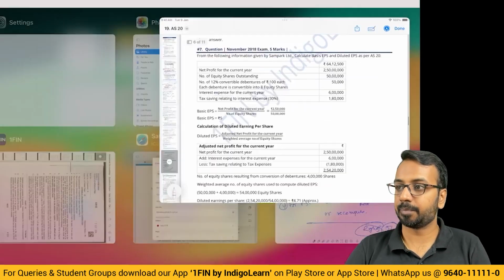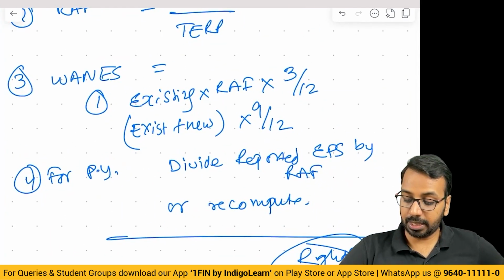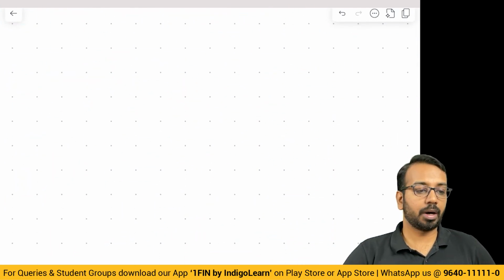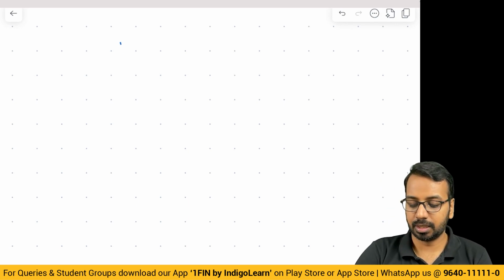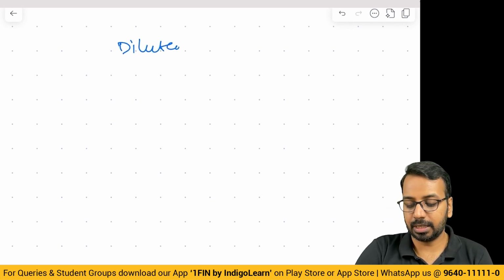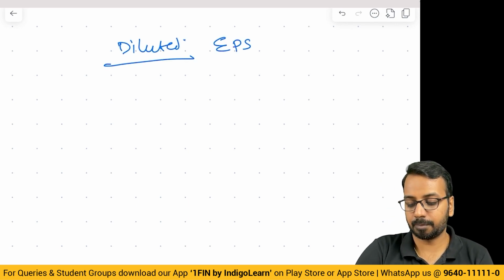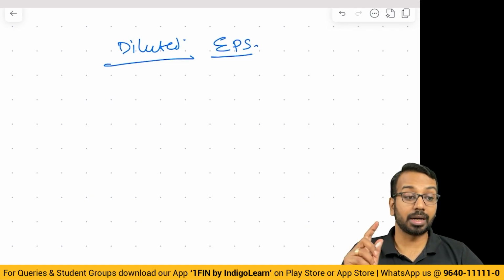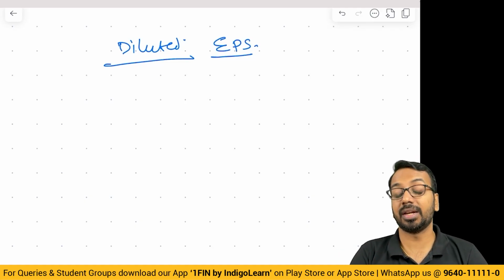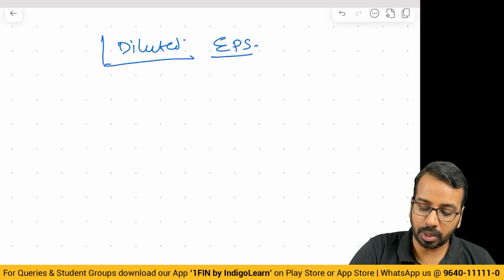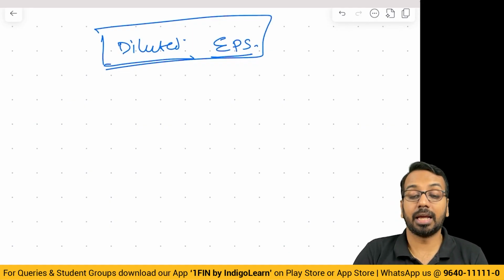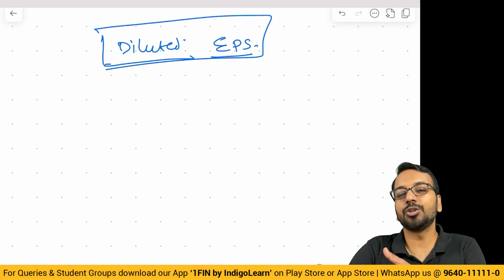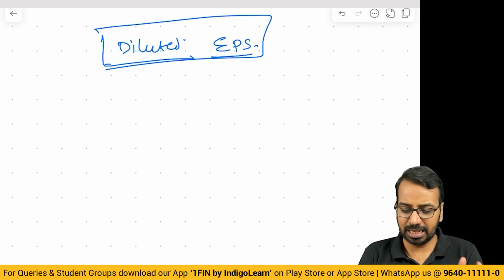Okay, done. Now, the next thing that we need to understand, and that is the only difficult part here, is diluted earnings per share. Now I want you to understand the logic why it is diluted, when it is not diluted, and then we'll do. What is diluted earnings per share? Basically, diluted earnings per share is when there are new shareholders who can come. Okay, I'll give an example for this.